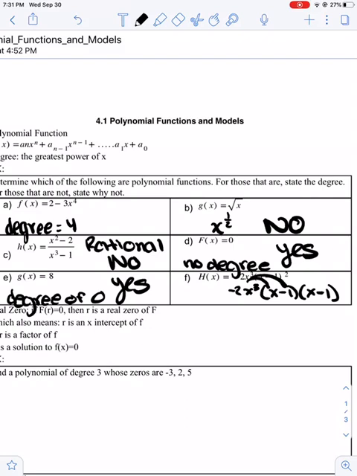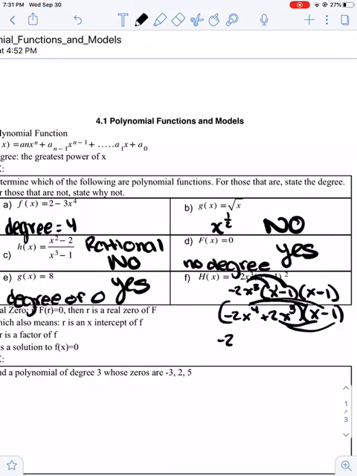Negative 2x cubed times x is negative 2x to the fourth. If we remember, when you multiply exponents, you add them. So this is x cubed times x to the 1, so 3 plus 1 is 4. Then negative 2x cubed times negative 1 is positive 2x cubed. And then we're going to multiply this by x minus 1. Again, let's FOIL.